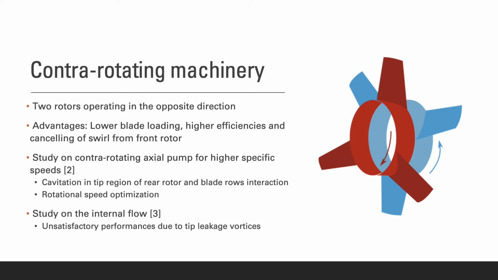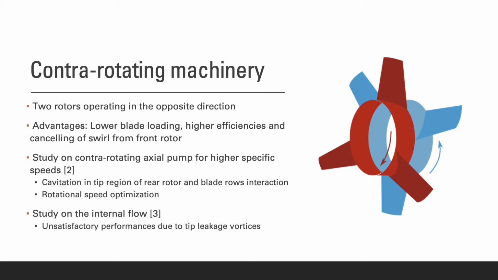I will now talk about contra-rotating machinery, and you can see a typical machine in the picture. It has two rotors operating in the opposite direction of each other, and it is mostly used in marine propulsion and in contra-rotating propellers. It has several advantages, such as lower blade loading, higher efficiencies, and the cancelling of swirl from the front rotor. I will now present two studies performed on contra-rotating axial pumps.